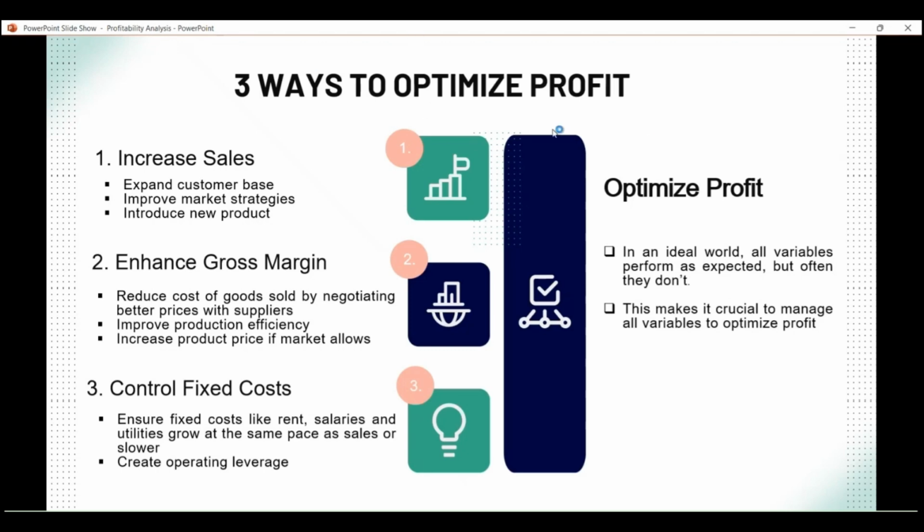There are three ways to optimize profit. First, increase sales. Second, enhance gross margin. Third, control fixed costs. It's also good to bear in mind, in an ideal world, all variables perform as expected, but often they don't. This makes it crucial to manage all variables to optimize profit.